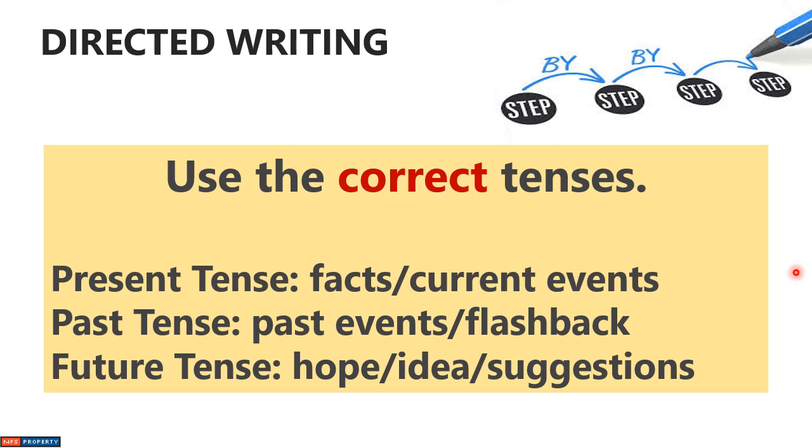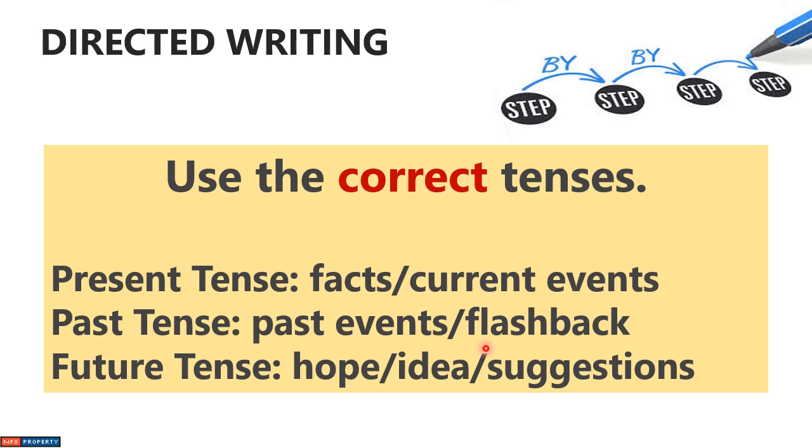So remember, you guys, when you are writing your directed writing essay, use the correct tense. Use present tense when you're talking about facts, fakta, current events. Past tense is when you talk about past events, something that happened in the past, flashback.